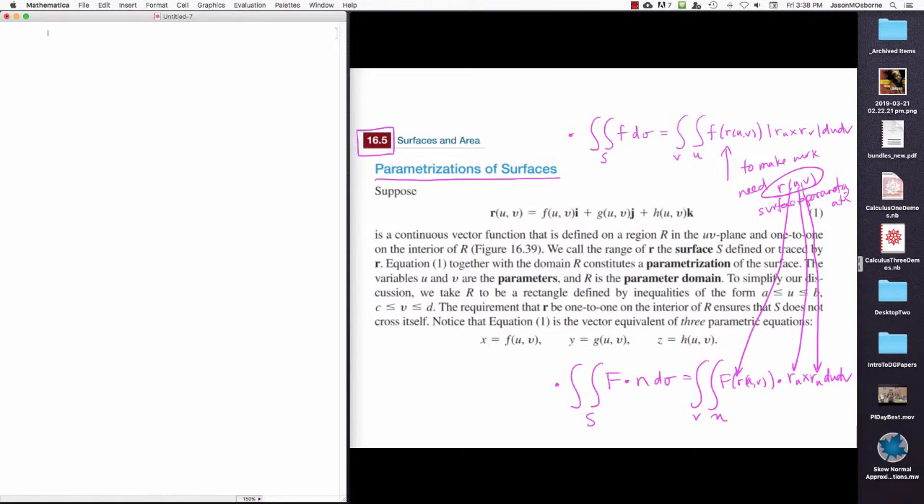What you're seeing on the screen here is just a screenshot from the textbook, and what I would like to do now is dig into a couple of examples that we are prepared for from our prior understanding of cylindrical and spherical coordinates. So let's look at a couple of examples.